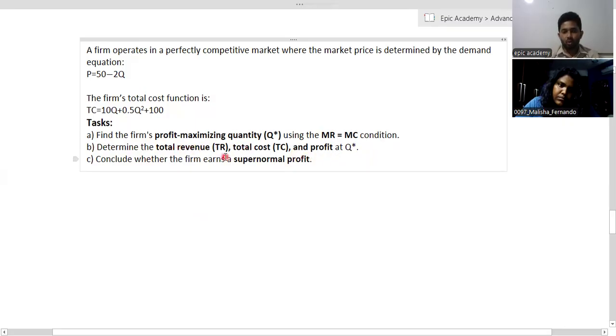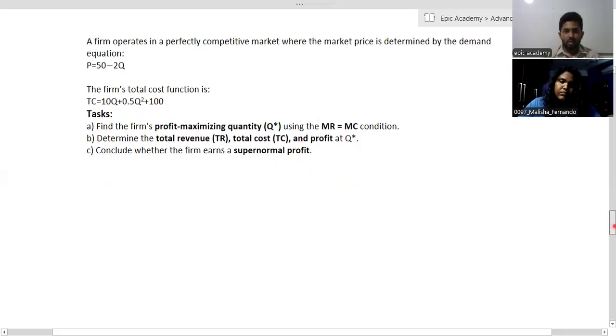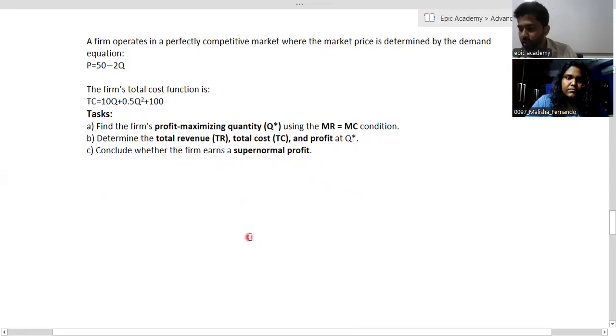You have to calculate the total revenue, total cost, and the profit at the Q star level. Q star means the profit-maximizing quantity. Conclude whether the firm earns supernormal profit. Yes, according to the plus or minus value, we can say that. Yes, let's do that. Okay. Any problem? No, sir. Okay, let's continue that.